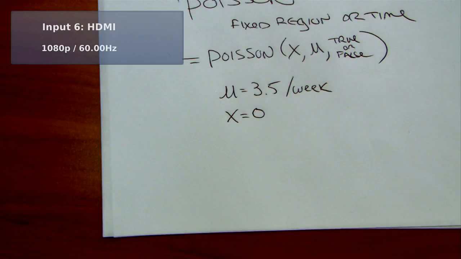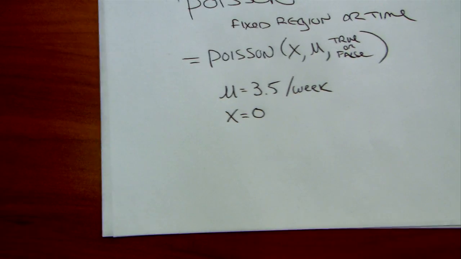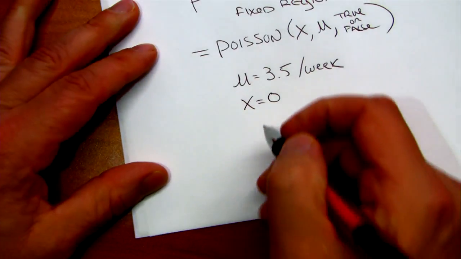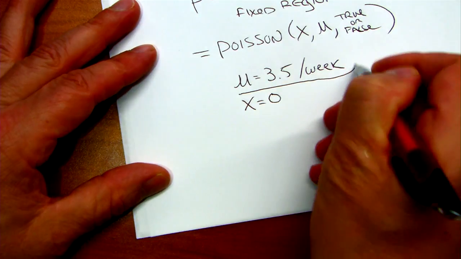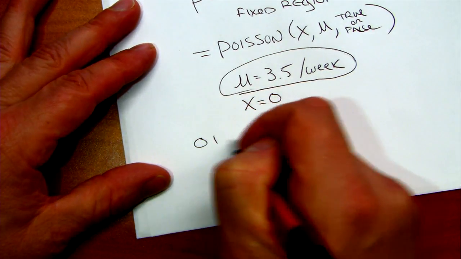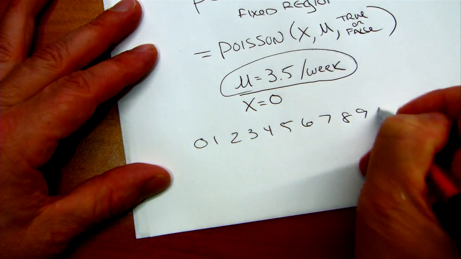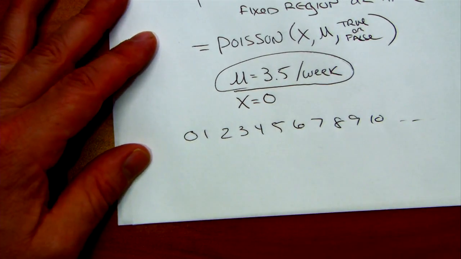Let's look at part B. It says 5 or more accidents in 1 week. Well, if we think about it, the average is going to stay the same. We can have 0 accidents, 1, 2, 3, 4, 5, 6, 7, 8, 9, 10. I don't know, it goes on forever and ever.